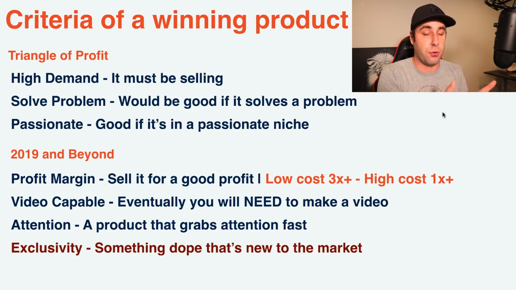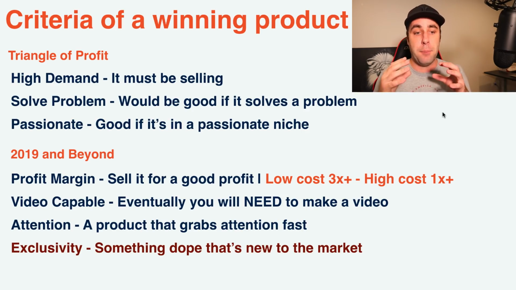Obviously, if the product is $3 or $5, you want to sell it for a lot more to get a good profit margin. If it's a high cost product, like $50 or more, then you want to sell it for about 1 times. Because if a product costs $100, you don't want to sell it for 3 times, because your price will be way out of control. So just find your sweet spot. But you want to be selling products for a higher profit margin now.